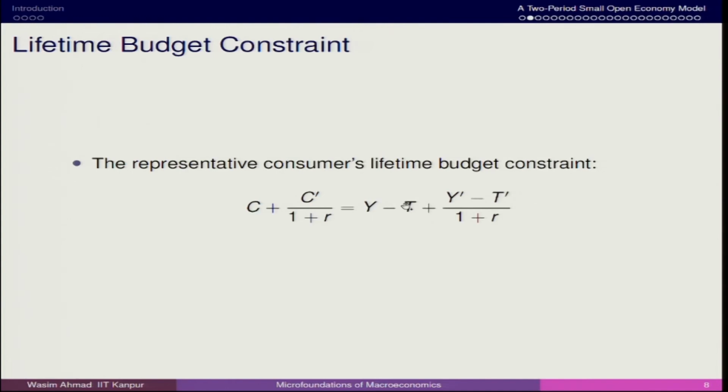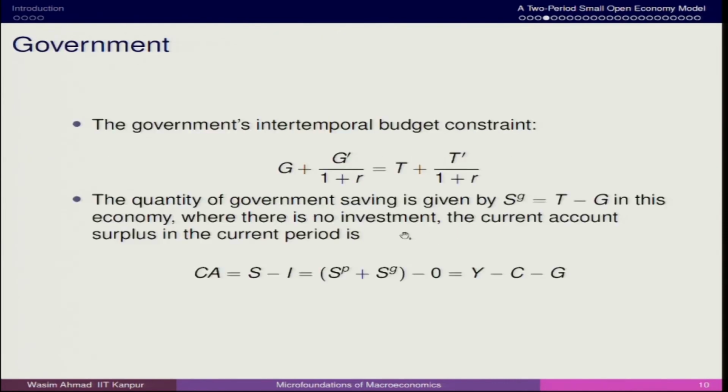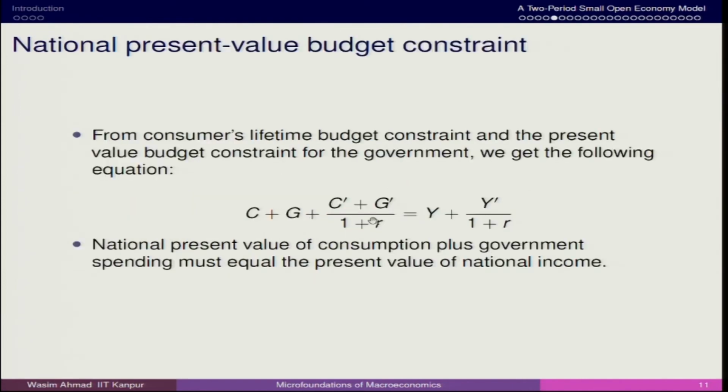So, Y minus G plus Y transpose minus G transpose upon 1 plus R. Since G is becoming part of the expenditure, if we bring G this side, this becomes C plus G plus C transpose plus G transpose upon 1 plus R is equal to Y plus Y transpose upon 1 plus R. So, this will be the budget constraint that we derive. This is what we derive here.